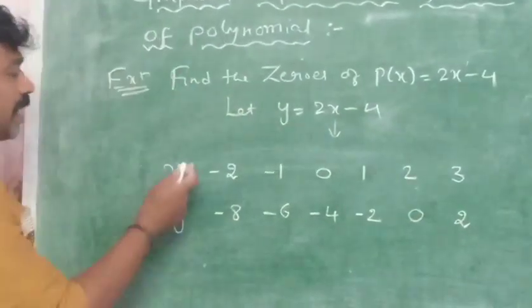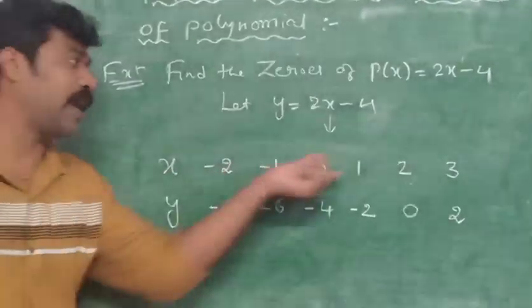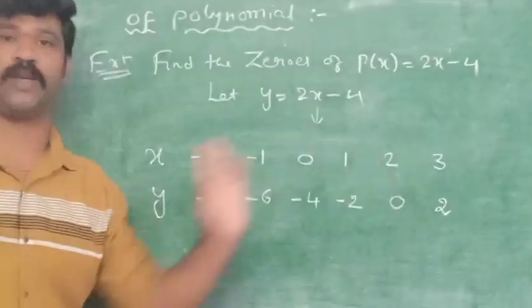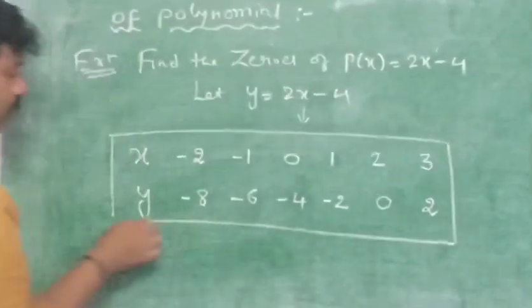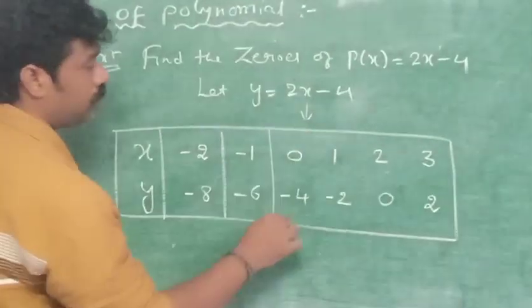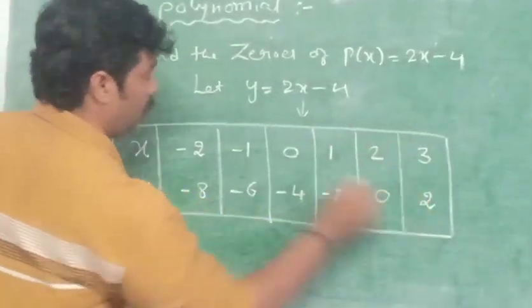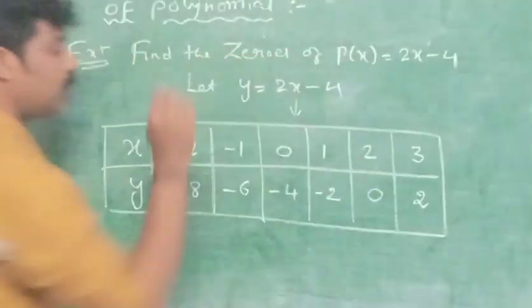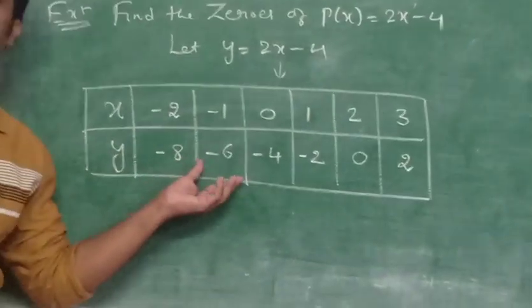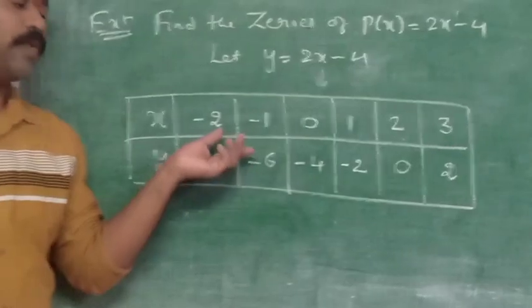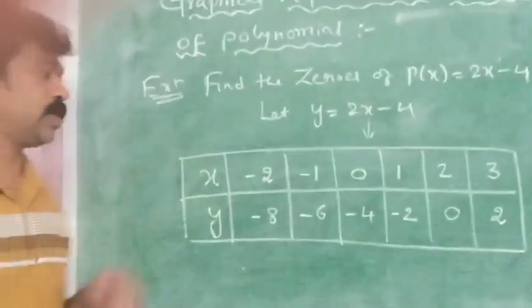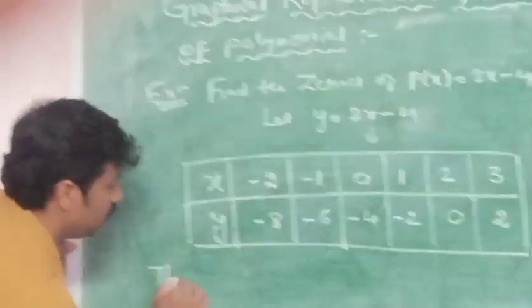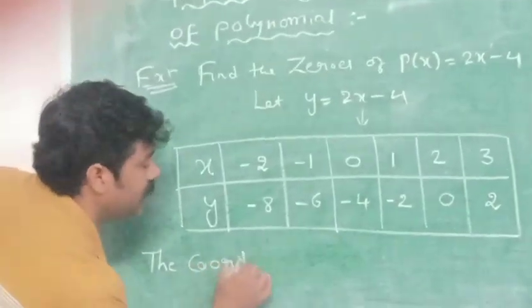So first we have to take the x and y values. If you substitute the x values, then we get the y values. So first we have to make a table like this. After forming the table, we have to write the coordinates. First the x value, then after that the y value.